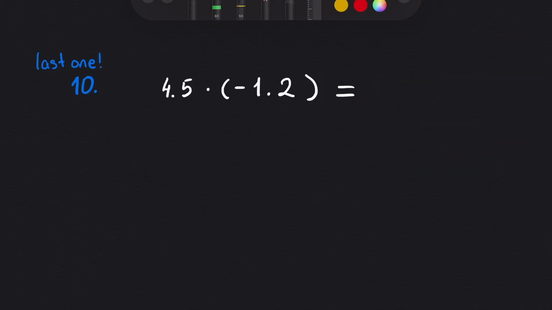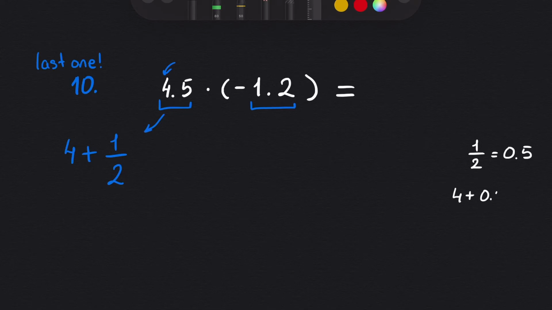Example number 10, this last one. We're given 4.5 multiplied by negative 1.2. So we can write 4.5. Let me put that step there so you can see. So that's what we have over there. So it's completely legal. I'm just writing it in a different way so we can do this step with fractions.